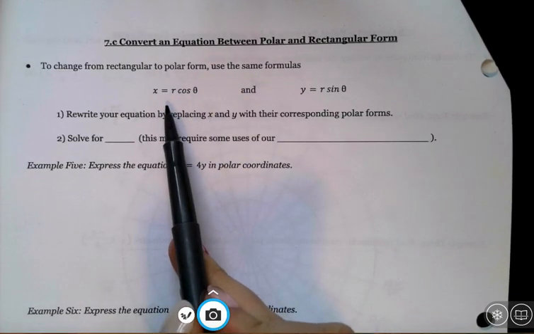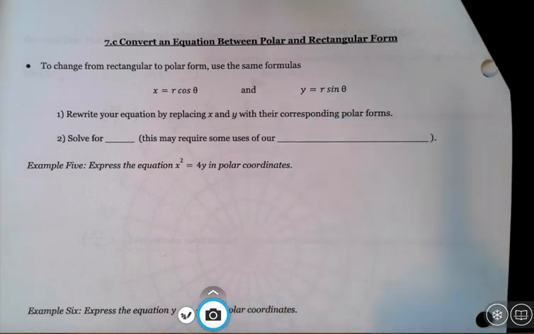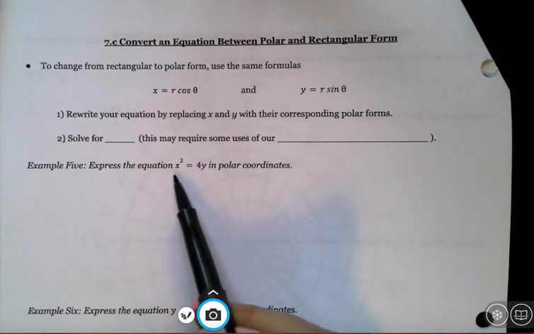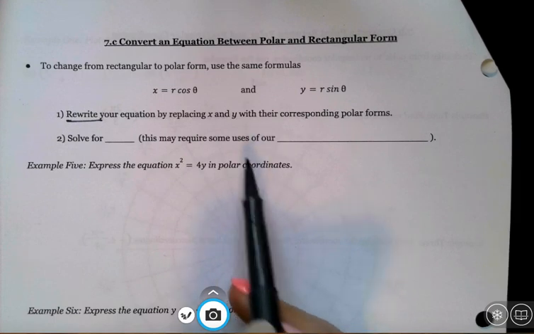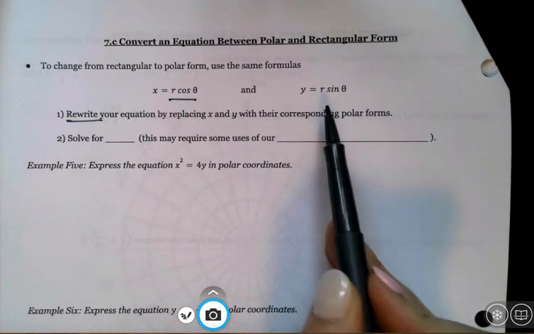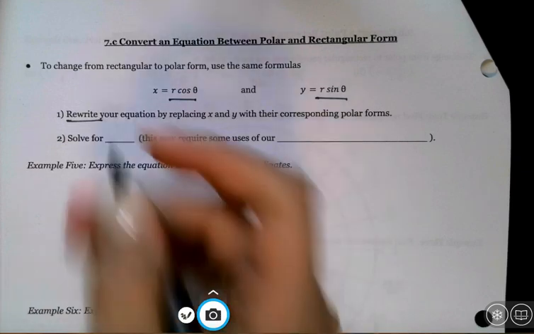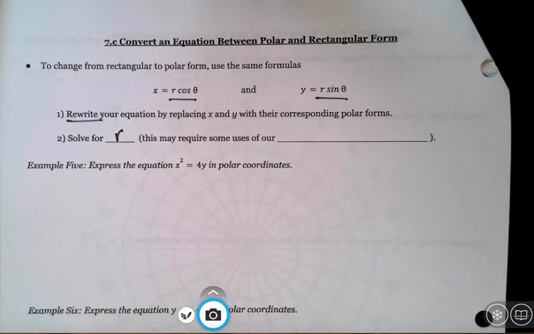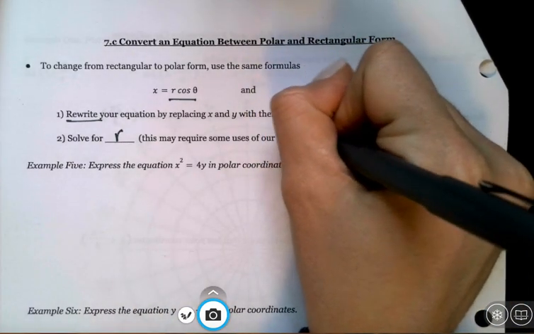We know x is equal to r times cosine of theta, and y is equal to r times sine of theta. So if we are given an equation in rectangular form, we have x and y, and we want to rewrite our equation and replace x and y using r cosine of theta and r sine of theta. Once we do that, we want to solve for r. So we have to get r by itself, and this may require us to use some of our Pythagorean identities.